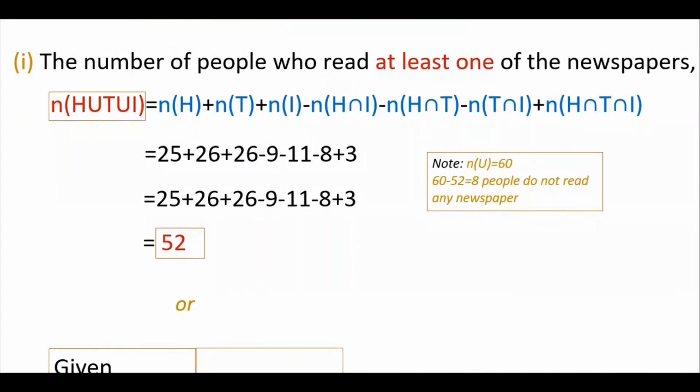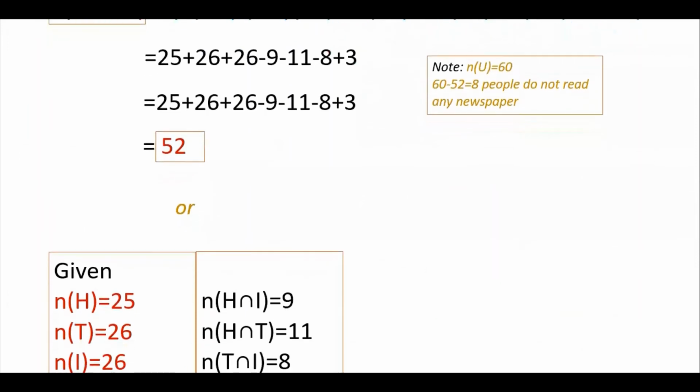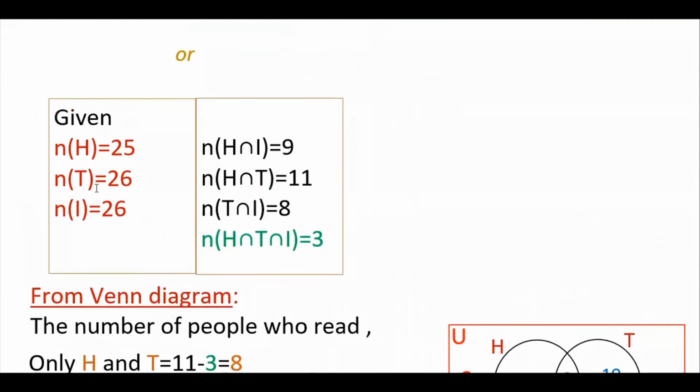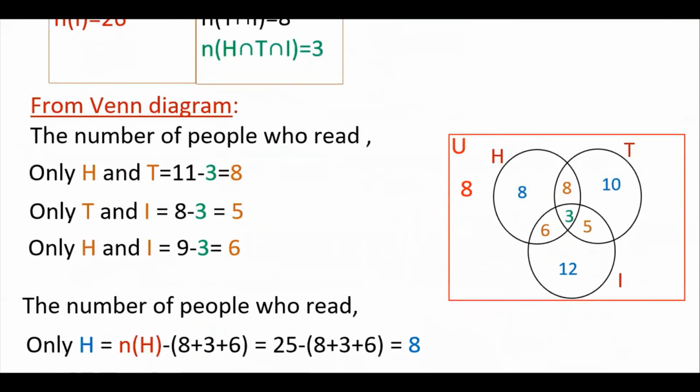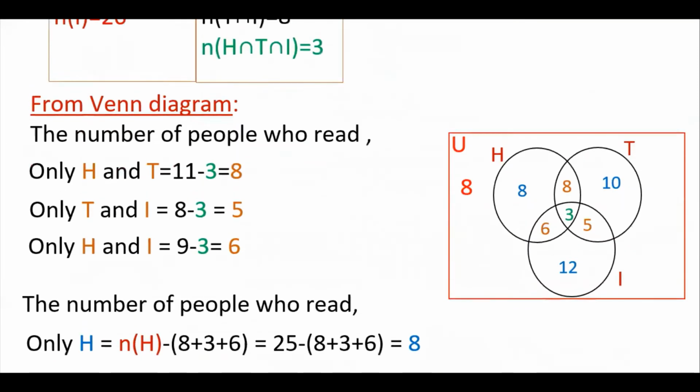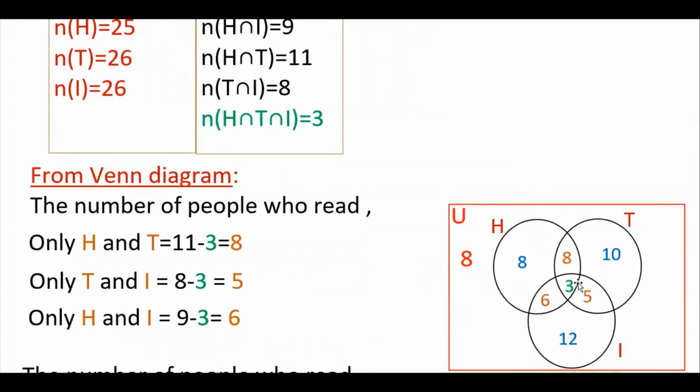Or we can do the same solution by using a Venn diagram like this. Here, these are the given values. Then from the Venn diagram, first write the value here. This is the value 3. This is n(H ∩ T ∩ I). So first write this value 3.